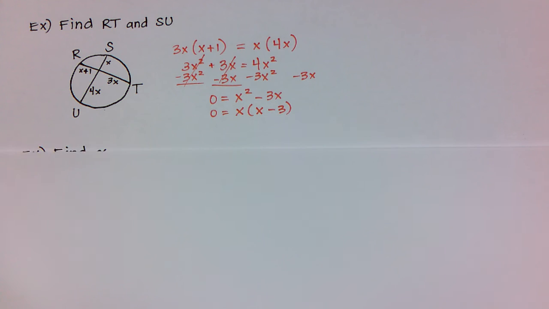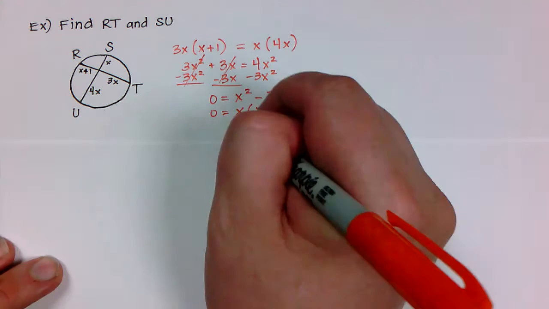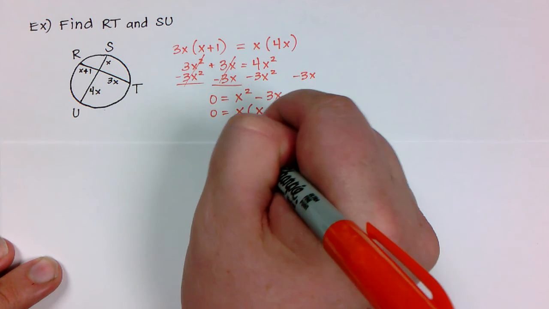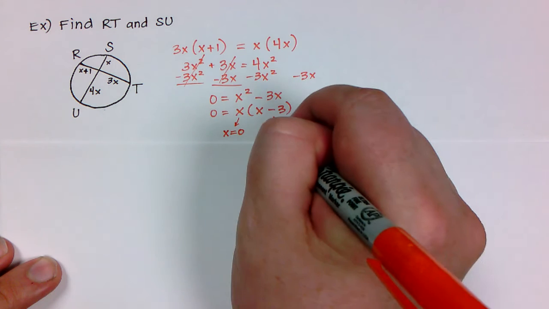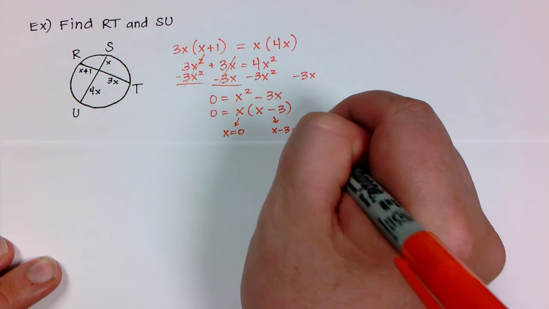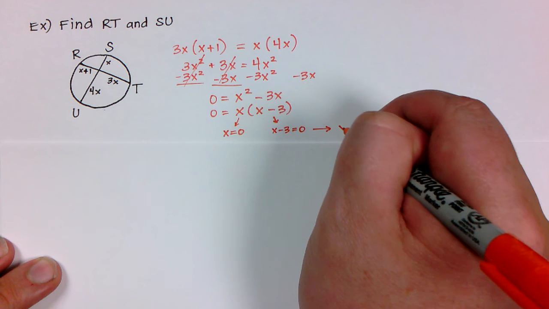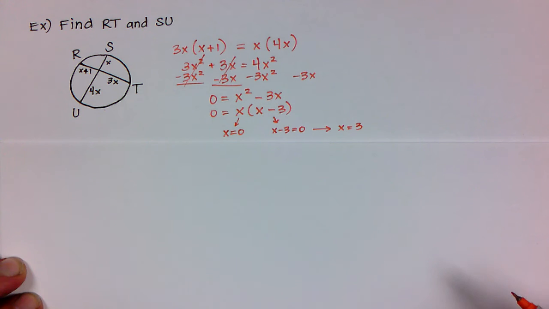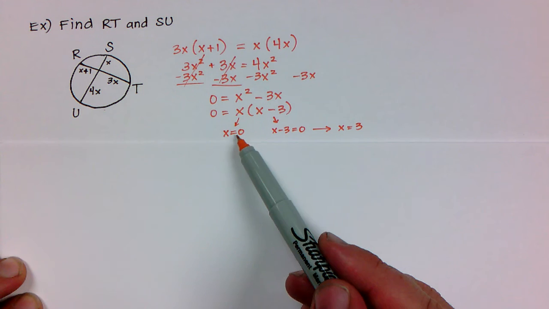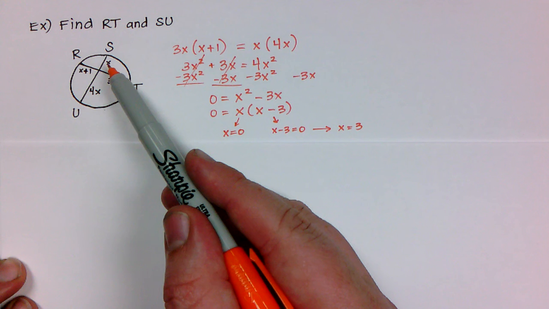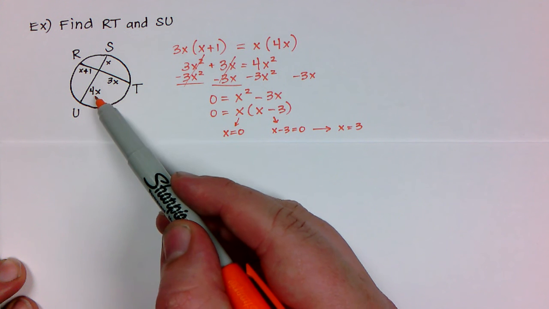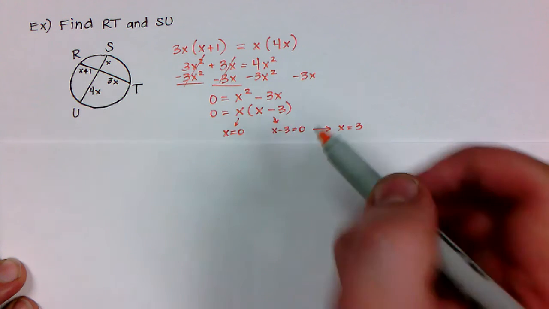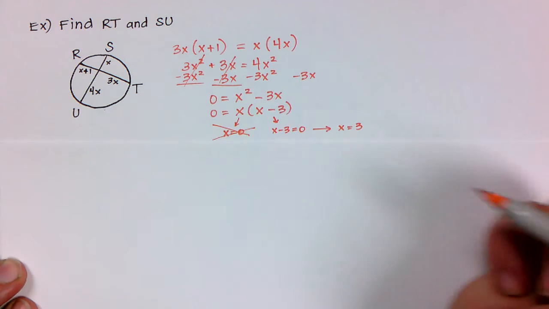So now let's try to see, okay, what would x equal if I set them each equal to 0? This first one is just going to be x can be 0. The second one, x minus 3 equals 0, tells me when I add 3 to both sides, x can equal 3. So which one of these would work? Let's figure it out. If I plug 0 in, that means that this length is 0, this length is 0, this length is 0, and this length is 1. So obviously that's not going to work.